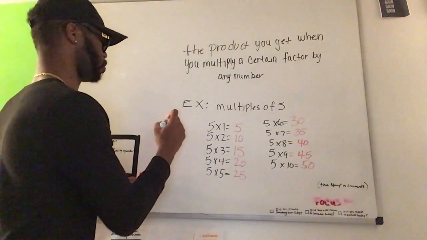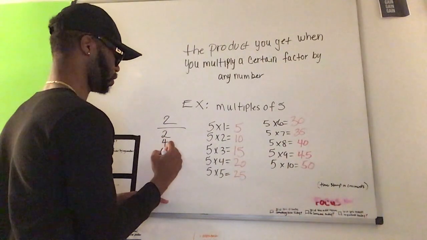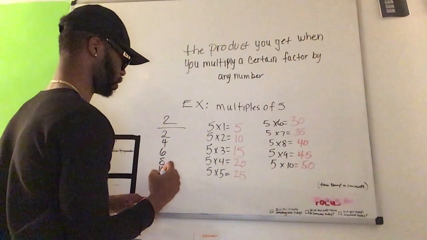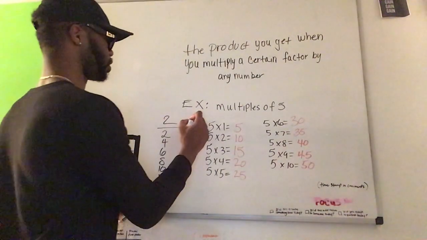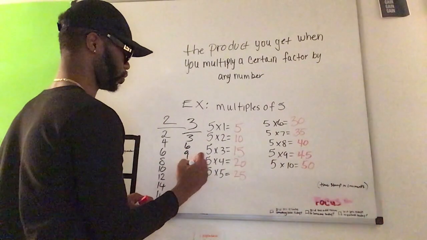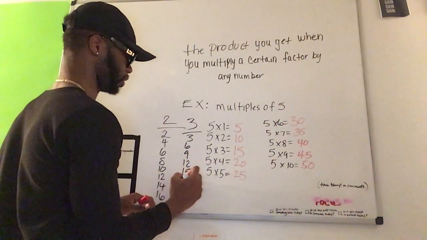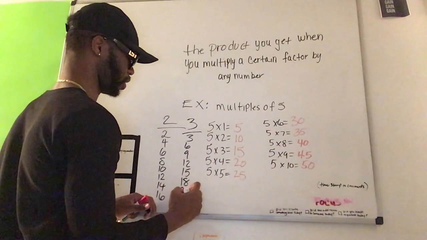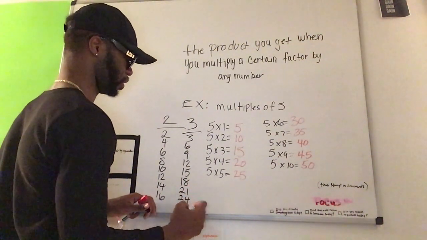Same thing for 2s. Multiples of 2 are 2, 4, 6, 8, 10, 12, 14, 16, and so on. Multiples of 3 are 3, 6, 9, 12, 15, 18, 21, 24, 27, and so forth.